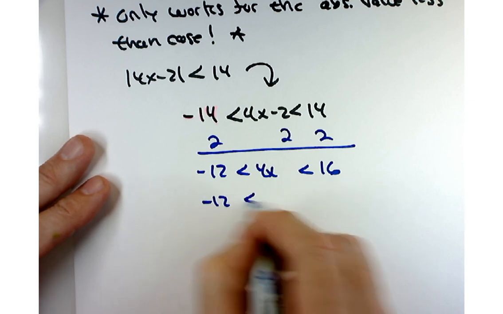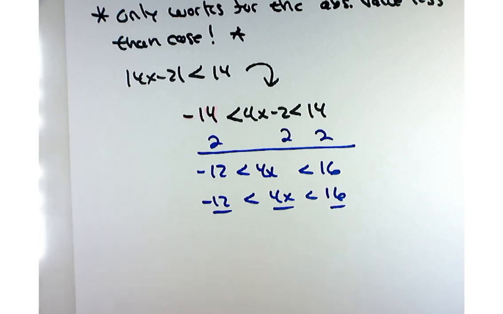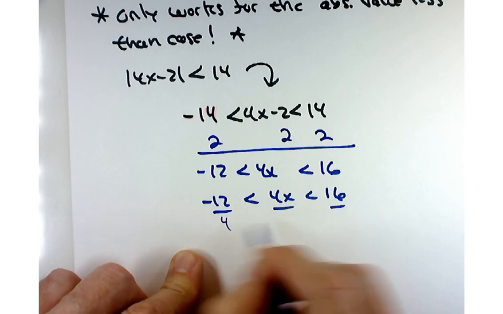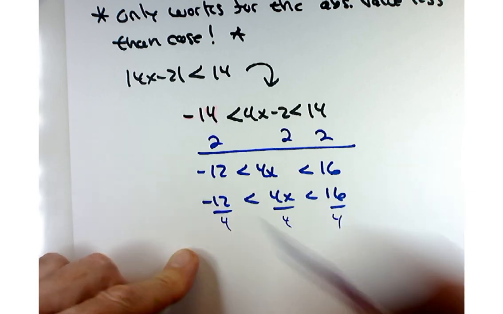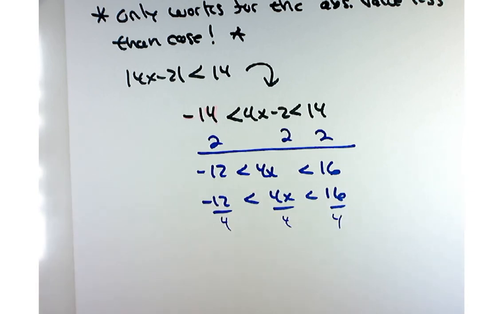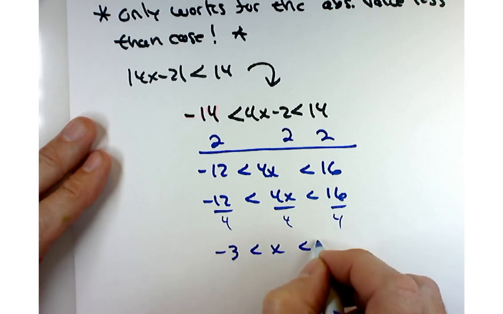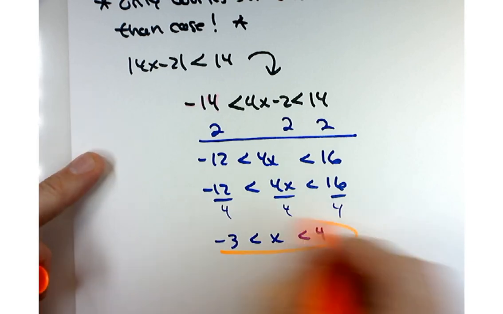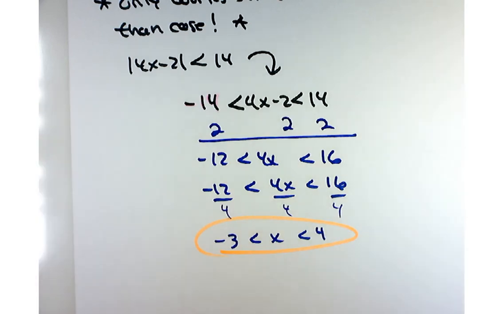Then what? Yeah, divide by 4. Now when I divide by 4, do I have to reverse the direction of the inequality over here? No, because I'm dividing by positive 4. That I divide into a negative 12 doesn't change anything. And take a look what pops out. You get negative 3 is less than x is less than 4. And guess what? That's our solution. It's the exact same thing that we got over here. Negative 3 to 4.